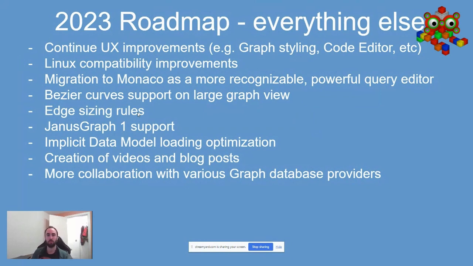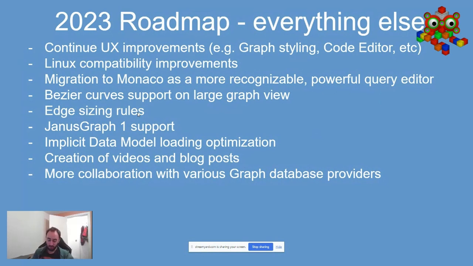We want to do a migration to the Monaco text editor, which is the one that I previously mentioned. Again, having Monaco in G.V will mean we have a more recognizable text editor, and it has a lot more functionality than the one we're currently using.